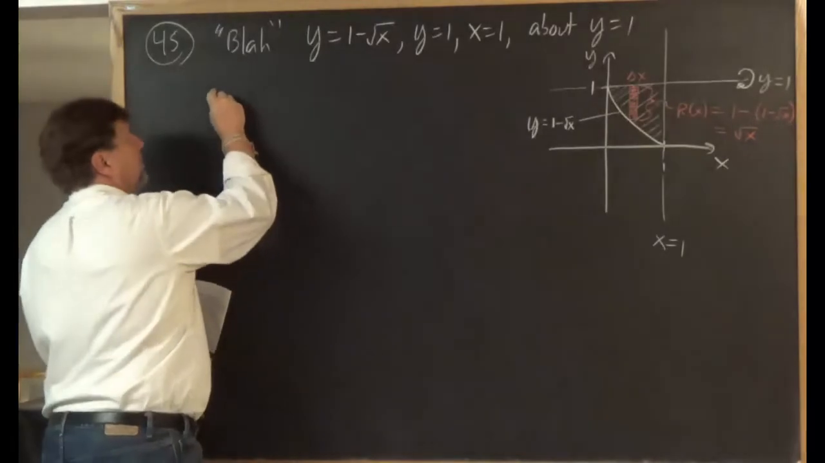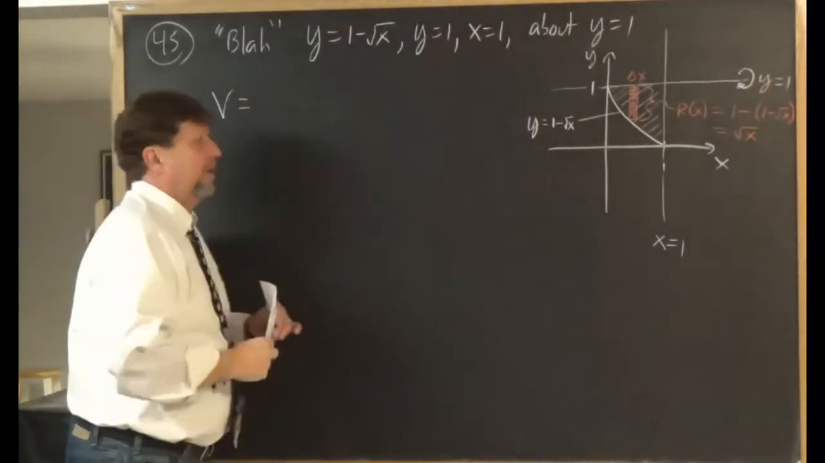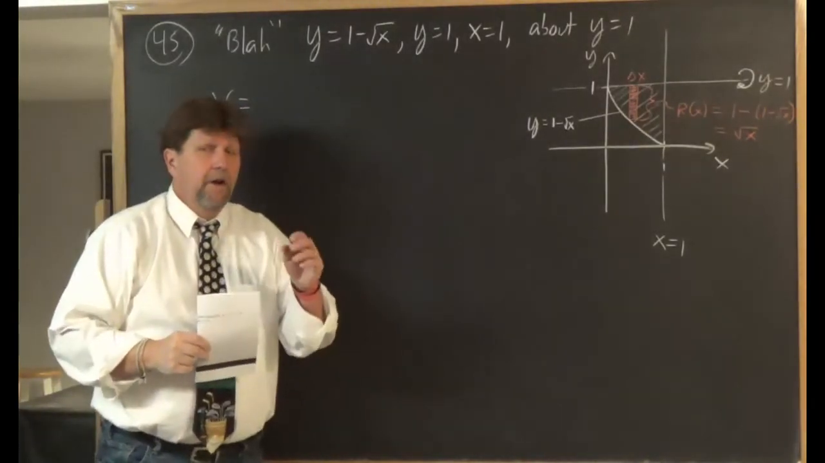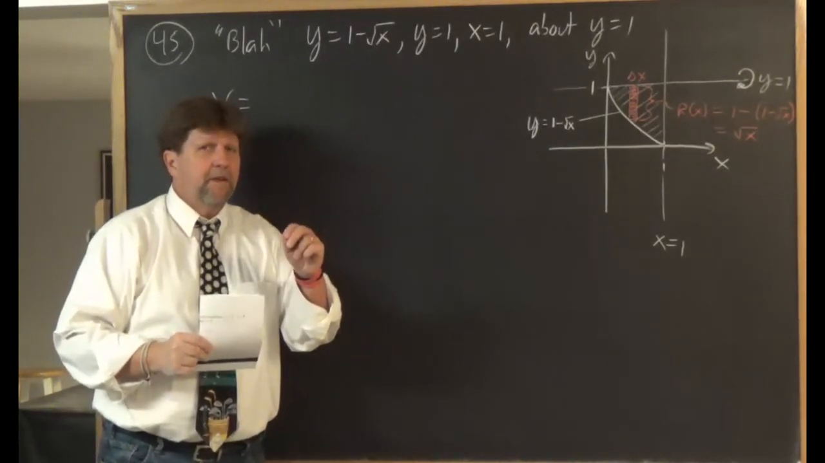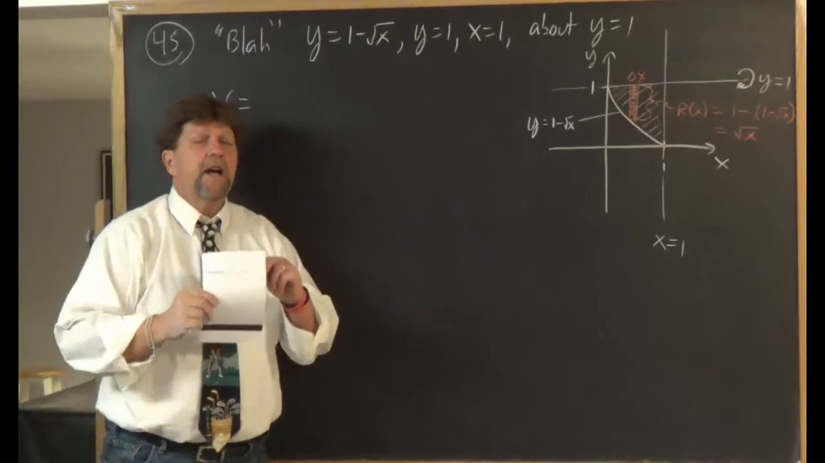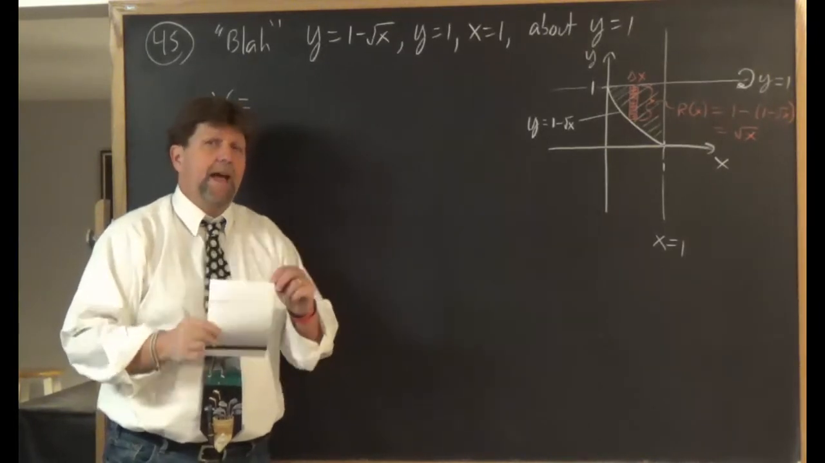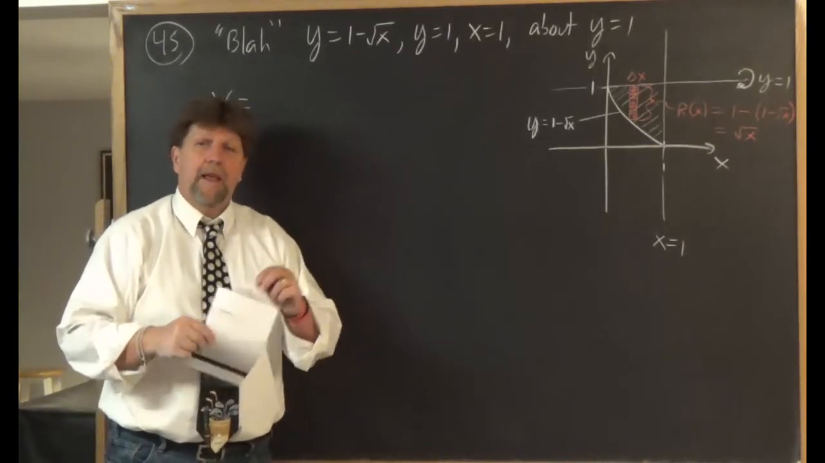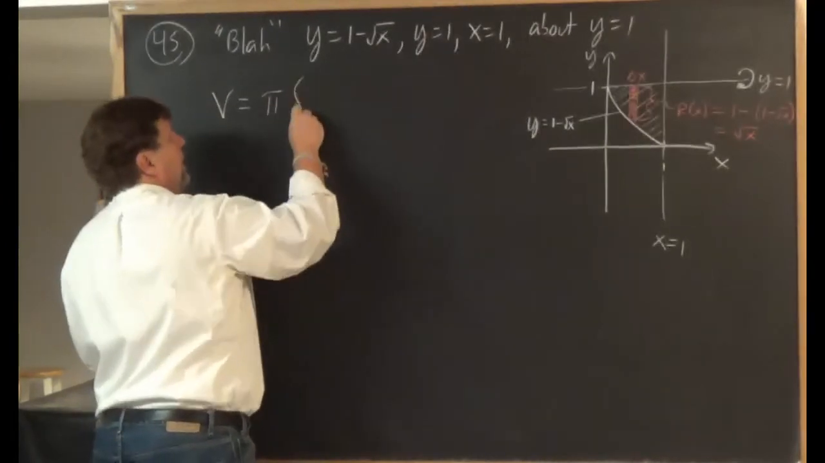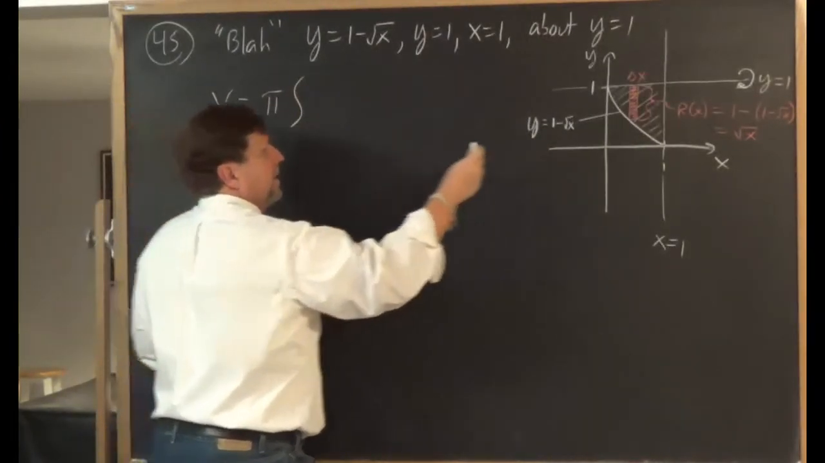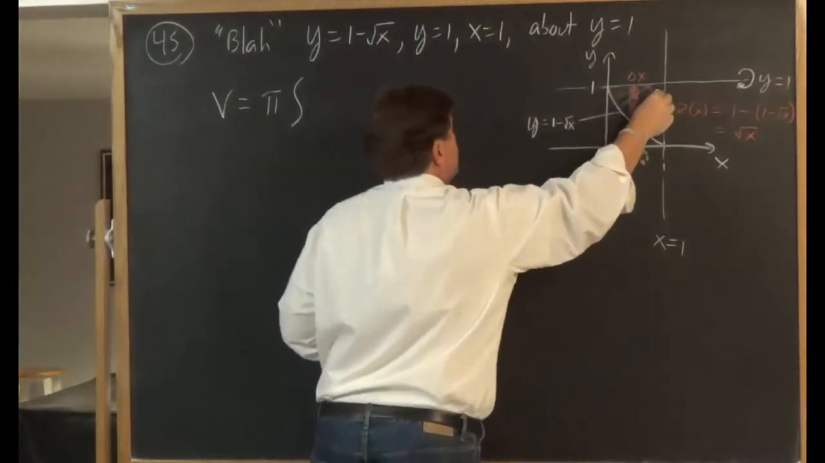So the volume equals, notice that rectangle. It's perpendicular to the axis of revolution, and it's touching or resting on the axis of revolution. That means disk method. Disk method, pi, integral. Limits of integration are going from 0 to 1.